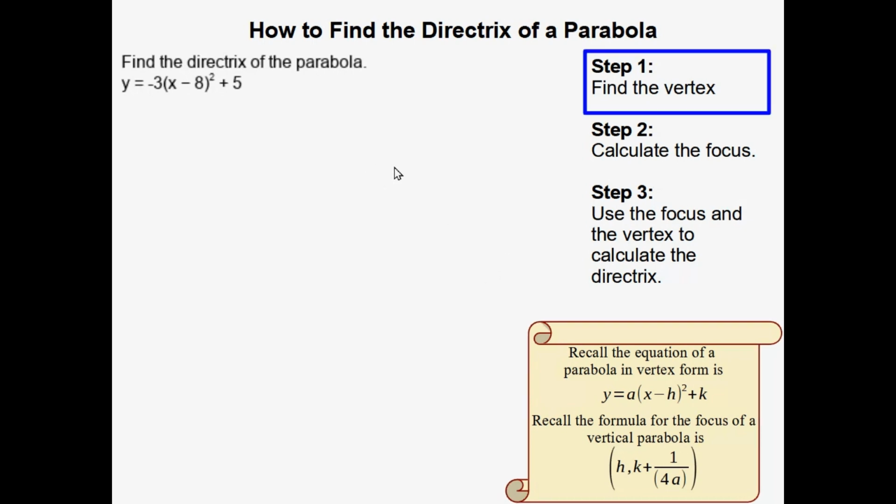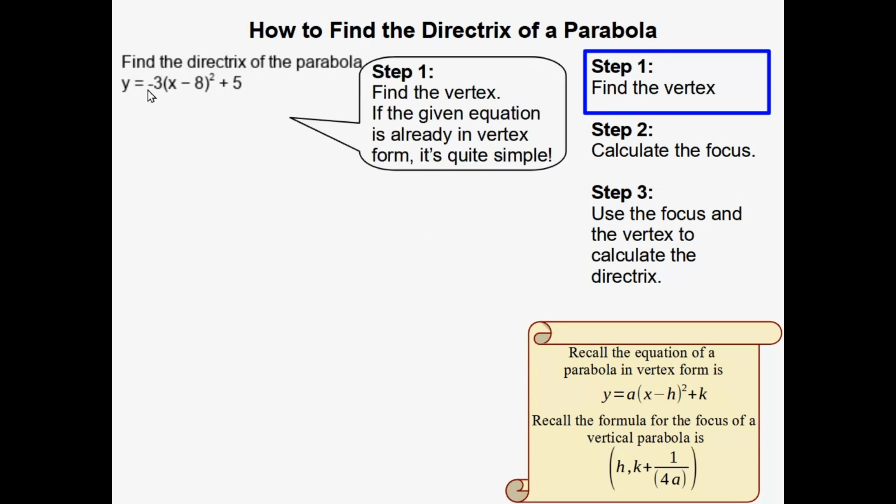Notice I said vertex and focus, which is why we need to find the vertex first. So, in this case, we're given this equation. We need to find the vertex. Luckily, it's already in vertex form, and here's the general form, where h is the x-coordinate of the vertex, and k is the y-coordinate of the vertex. So, we just simply take this value, here's that h, we put it right here, and we put the k value right here.